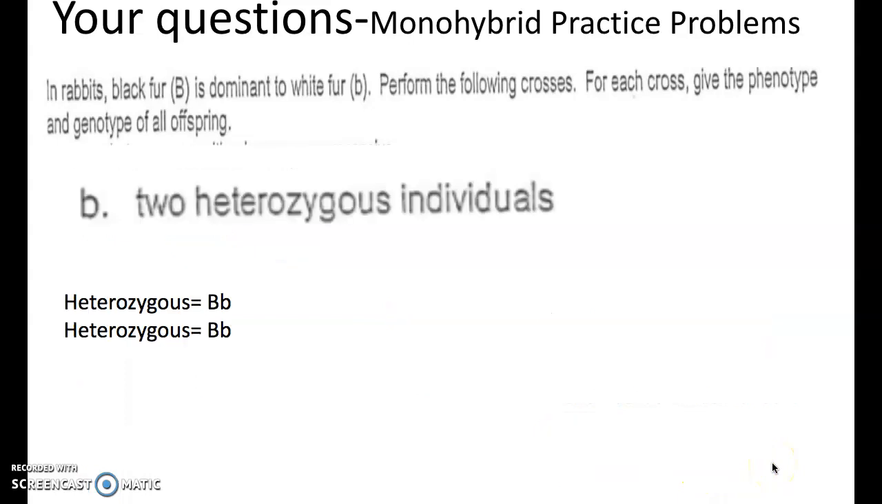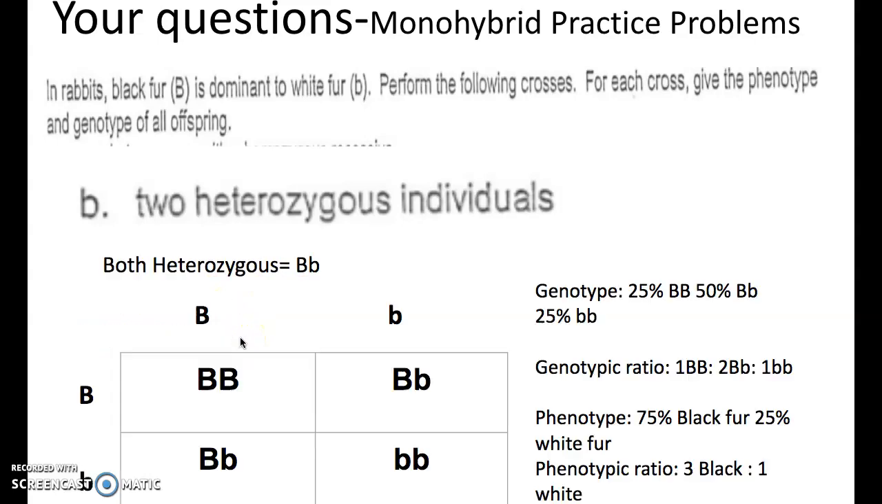The next question says 2 heterozygous individuals. Again, I will write them both out. I like having a key. You have one heterozygous, that's big B, little b. You have your second heterozygous, which is also big B, little b. And I will look over here, and I will set up my Punnett square. So one parent is at the top, one parent's on the bottom. I fill in all my boxes, and again, I'm looking for unique genotypes.